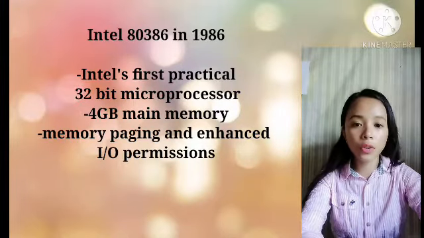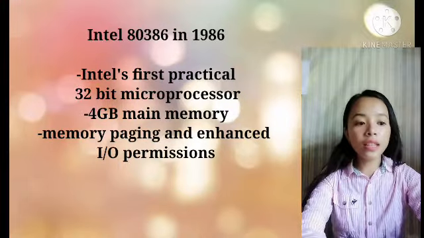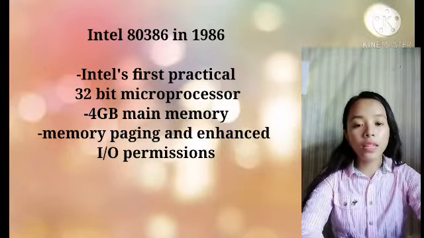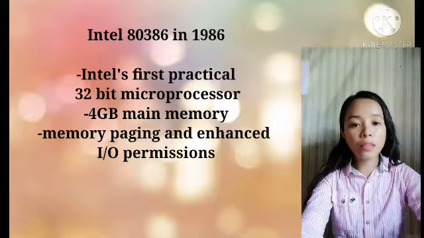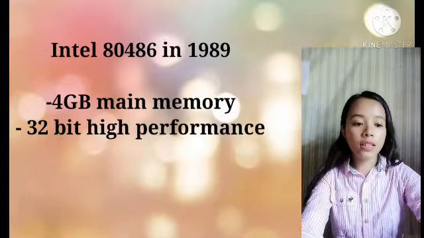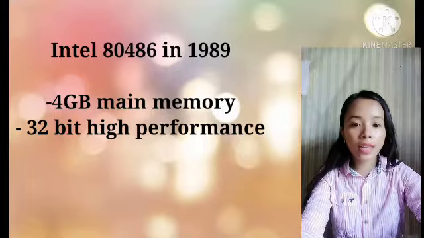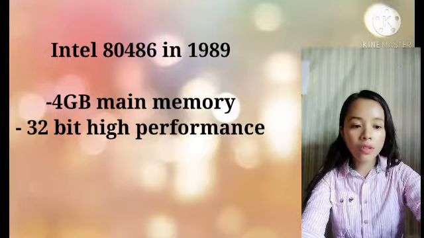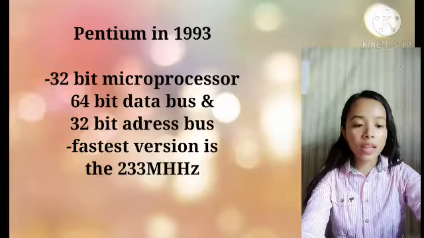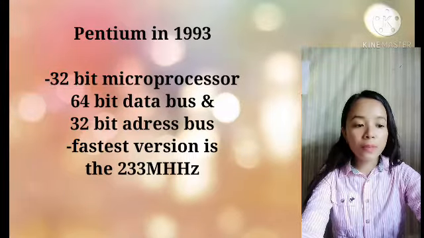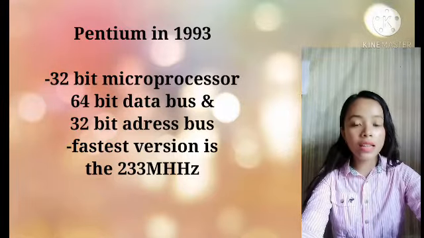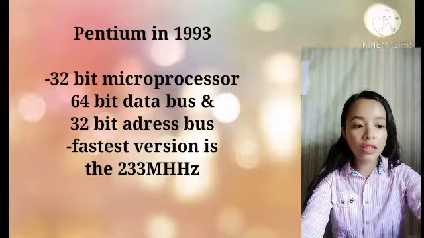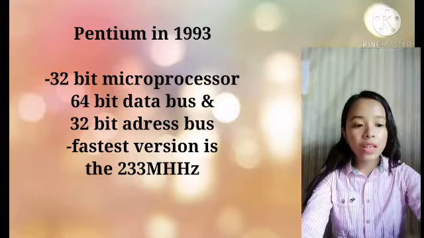The next one is the Intel 80386 in 1986, Intel's first practical 32-bit microprocessor. It has 4 gigabytes main memory, memory paging, and enhanced input and output permissions. Then the next one is the Intel 80486 in 1989. It has 4 gigabytes memory also and 32-bit high performance. Next is the Pentium in 1993. It has a 32-bit microprocessor, a 64-bit data bus, and a 32-bit address bus, and its fastest version ran at 233 MHz.